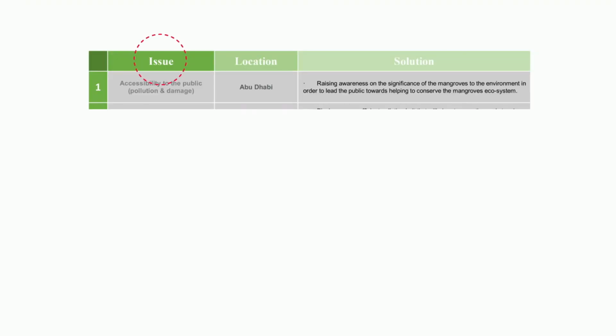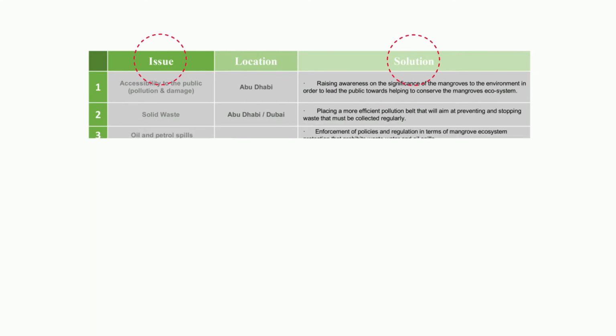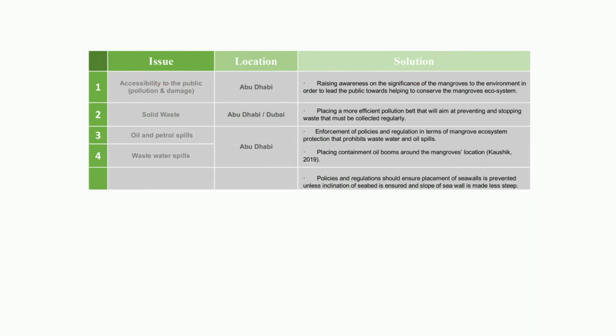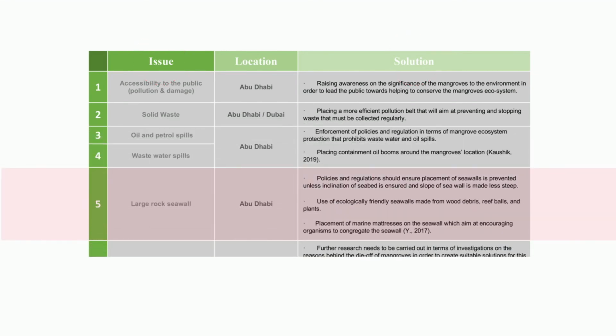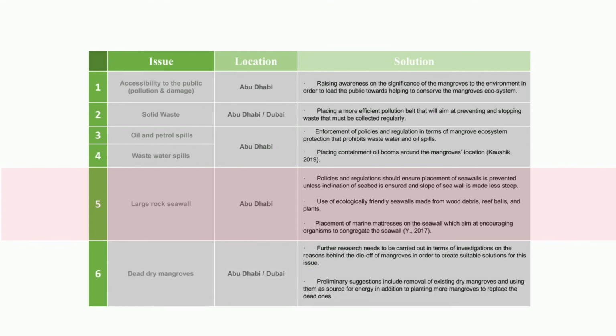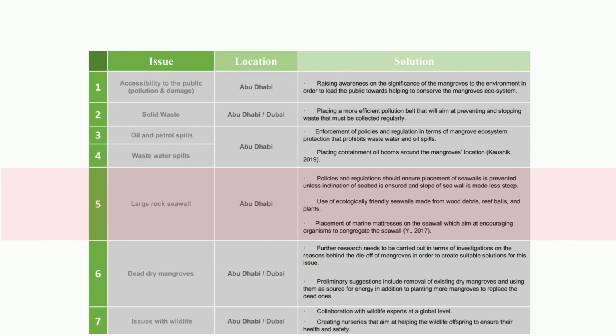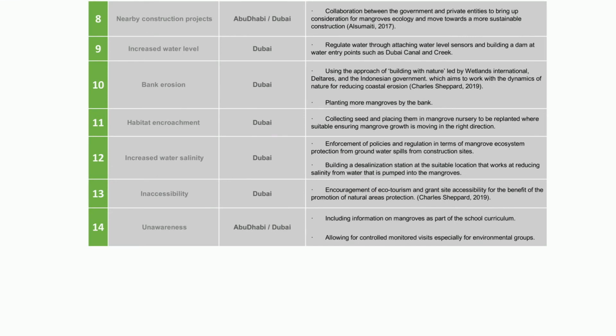For all the problems observed, different solutions were suggested. For example, for the seawalls, ecologically friendly seawalls made of reef balls and other organic materials can be used to replace rock walls. Or for inaccessibility, ecotourism can be encouraged for the sake of increasing awareness. Moving on to stage 2.